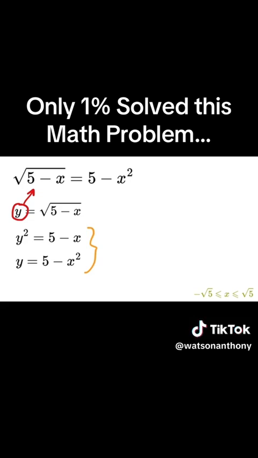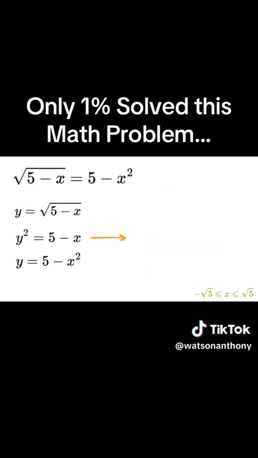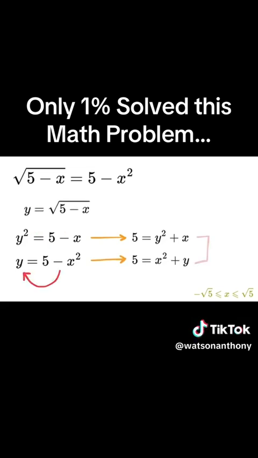Now, what to do? This seems more complicated, right? But wait, the real magic is coming. From this equation, we can express 5 as y squared plus x. And from this equation, we can express 5 as x squared plus y. Thus, we can equate both the expressions for 5 to get y squared plus x equals x squared plus y.